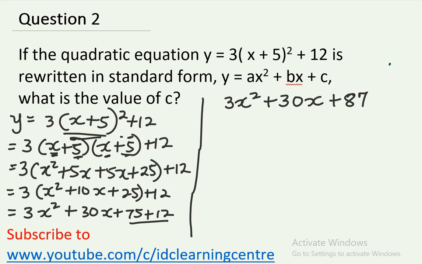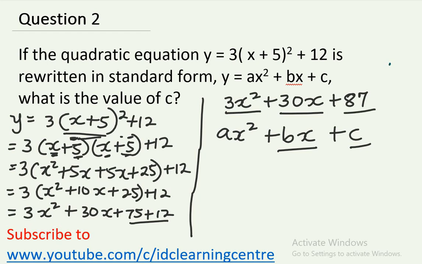If you remember, the question asks for the value of c in ax squared plus bx plus c. I'm sure you can connect with this. ax squared is represented by 3x squared, bx represented by 30x, c represented by 87. So 87 is simply the answer. This is what you do for a question like this.